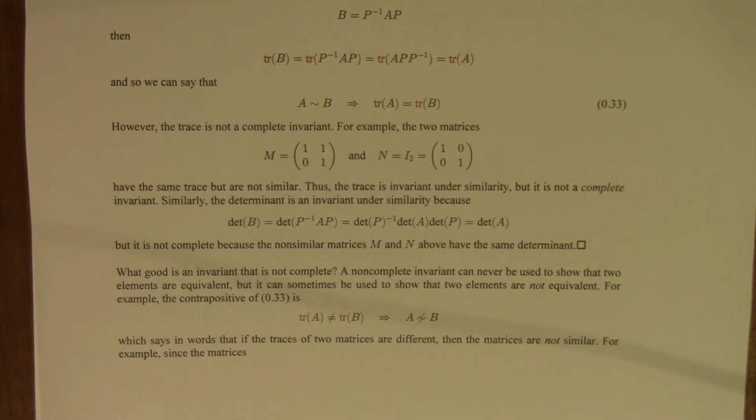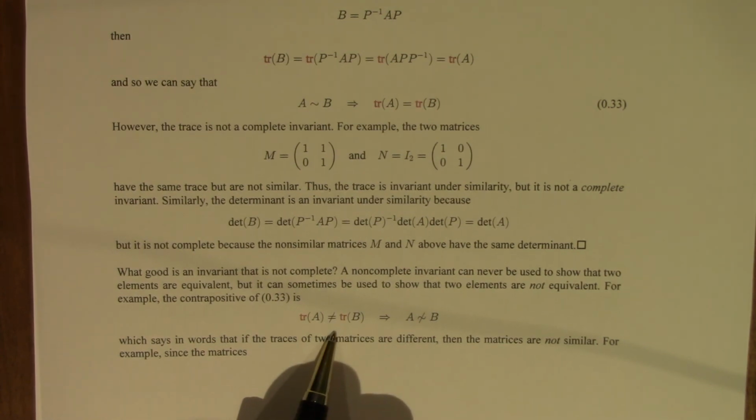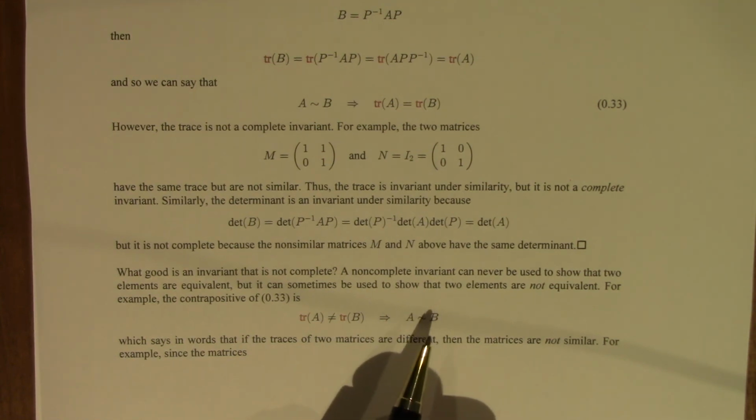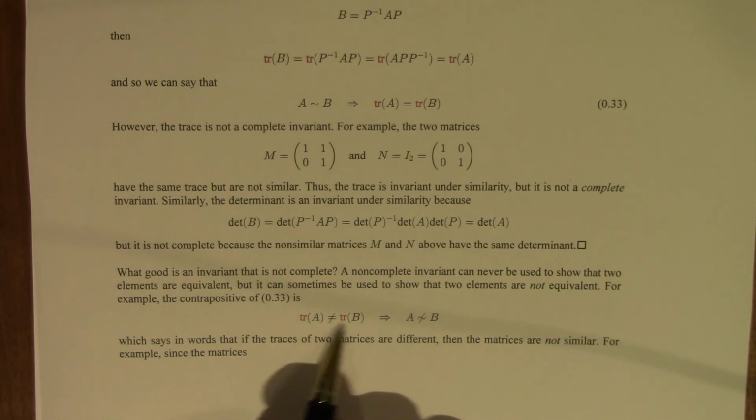Well, you might be wondering then, what good is an invariant that's not complete? A non-complete invariant can never be used to show that two elements are equivalent. This just doesn't tell us anything about equivalence, but it can sometimes be used to show that two elements are not equivalent. For example, if the traces of two matrices are different, then the matrices are not similar. If the traces of the matrices are the same, it tells us nothing. So invariants that are not complete are still quite useful. They're just not nearly as useful as we would like them to be.